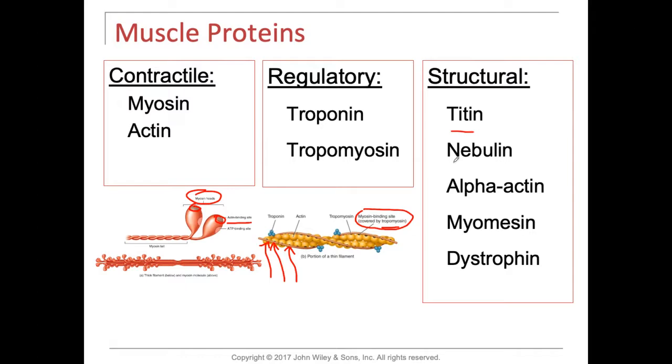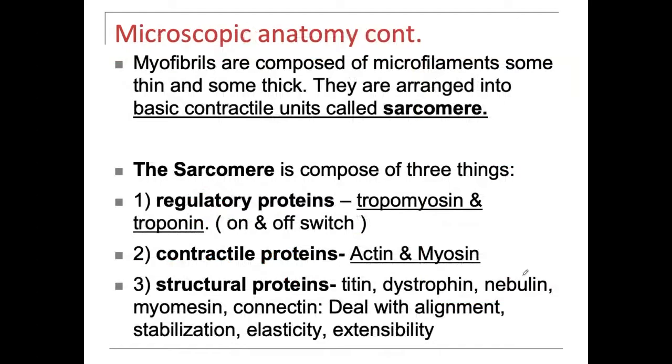The structural proteins, titin, nebulin, alpha-actin, myomesin, and dystrophin, these are structural proteins that are really involved with the stabilization of muscle and the alignment of muscle and the elasticity and extensibility of it. Okay, so to review the myofibrils, they're composed of microfilaments. Some are thin and some are thick. The thin ones are called actin. The thick ones are called myosin. But they're arranged in these contractile units called the sarcomere.